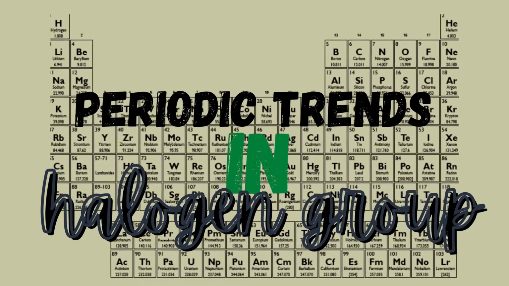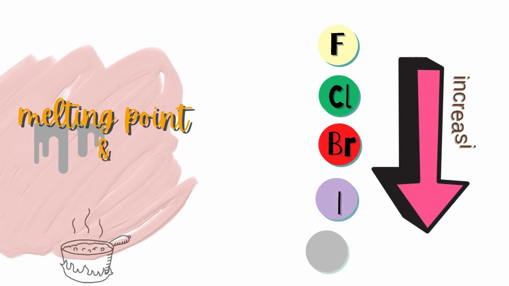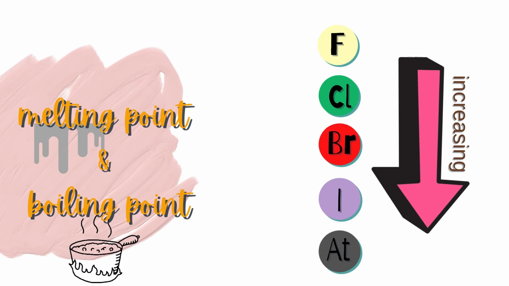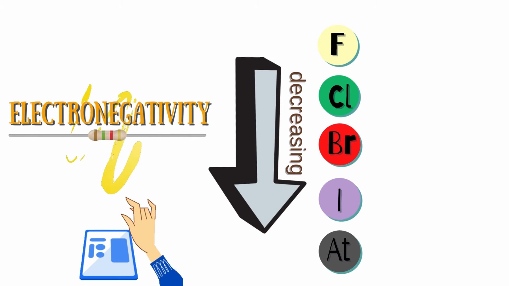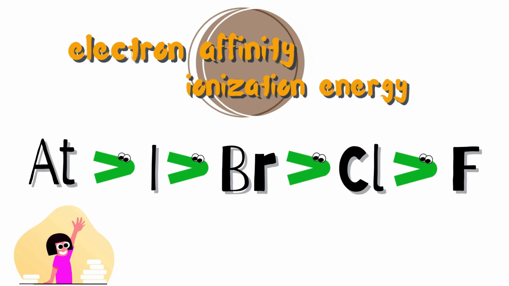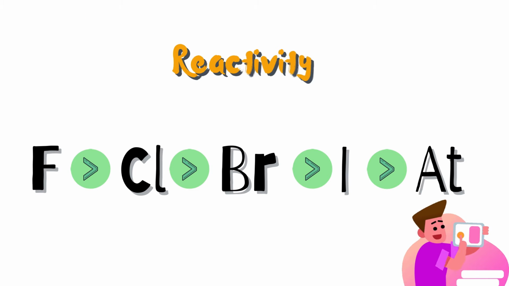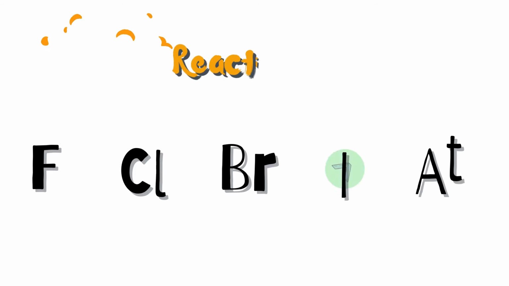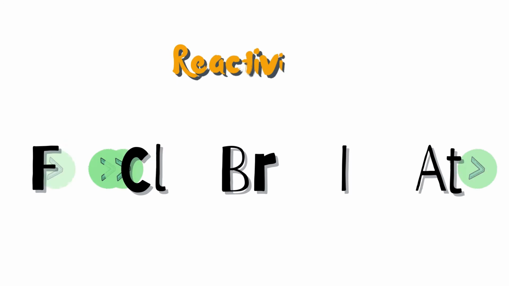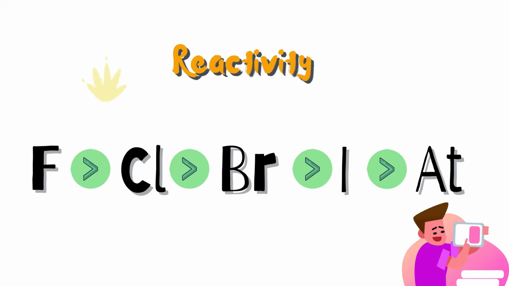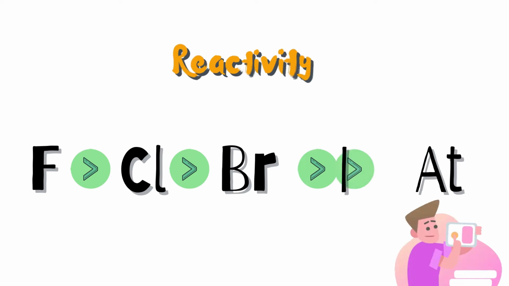Periodic trends in halogen groups. For melting point and boiling point, it increases when going down the group, and the same goes for atomic radius. Meanwhile, electronegativity decreases as we go down the group. So do electron affinity and ionization energy. The reactivity of elements decreases down the group. This is due to the fact that atomic radius increases in size with an increase of electronic energy levels. This decrease also occurs because electronegativity decreases down a group.